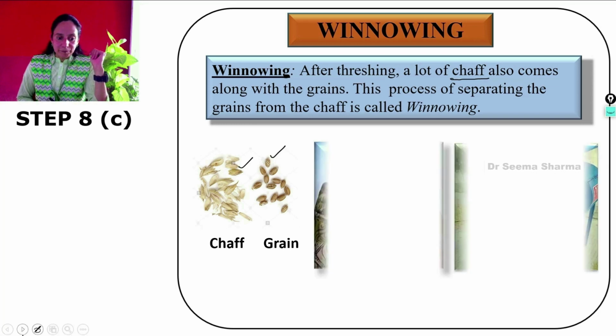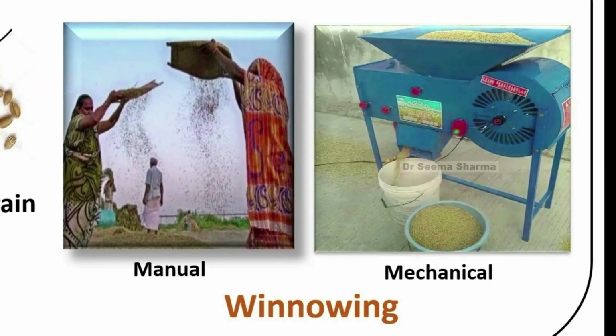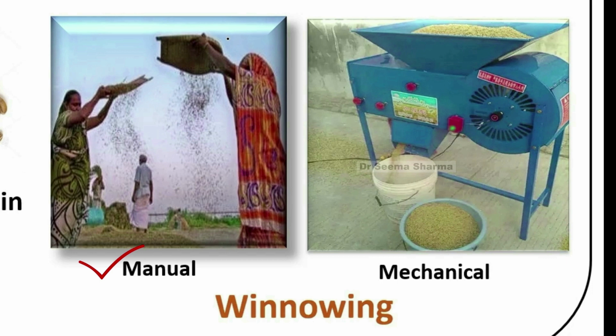And for this, farmer has two methods. One is again a primitive manual method, but it is used by many of the farmers. And second is mechanical winnowing. First is winnowing with the help of wind.